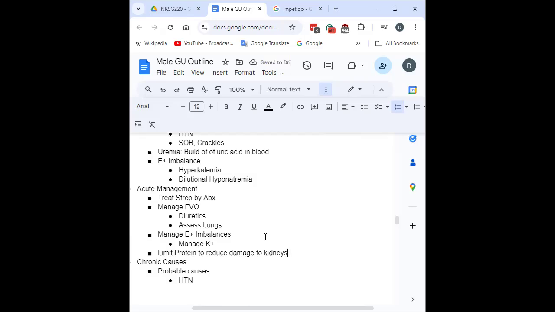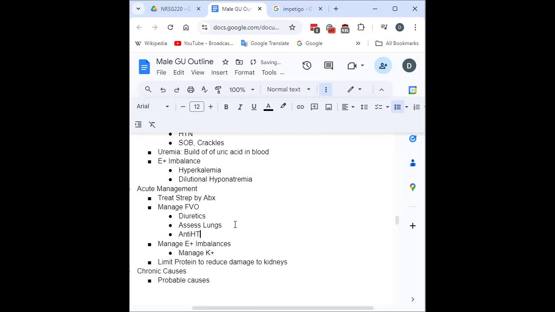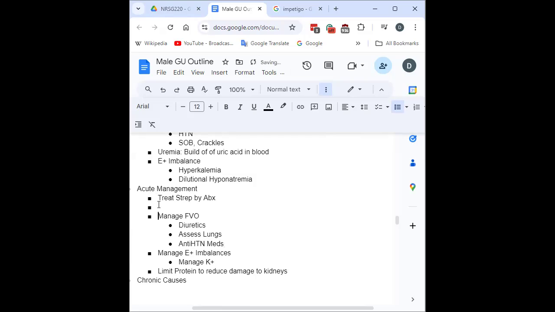Let me see. Antihypertensives. Let me double check on that. One more thing: if it's inflammatory, then we can also manage with corticosteroids. Okay. Let me know if you have any other questions on this. Right now, I'm going to look up the sodium thing just to double check.